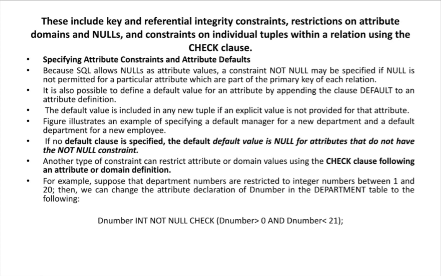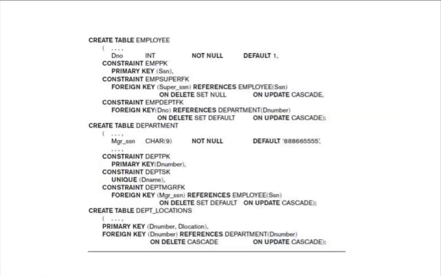Your department number value should be within 0 and 21. I can specify that range using the check constraint. While inserting the values, it will check whether the department number is greater than 0 and lesser than 21. You can do that using a check constraint, right.